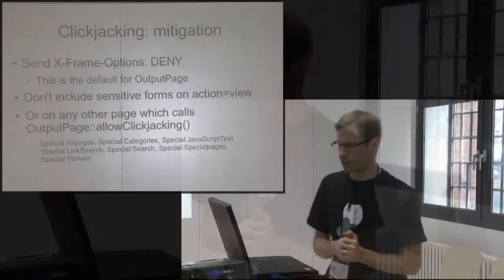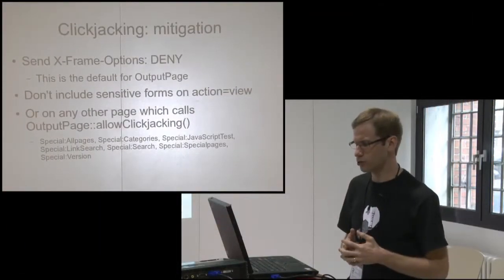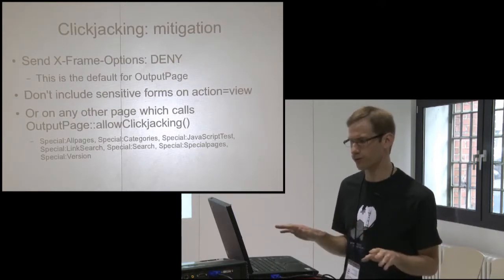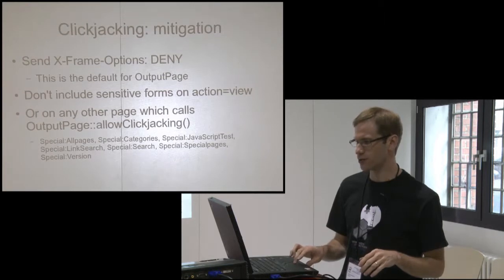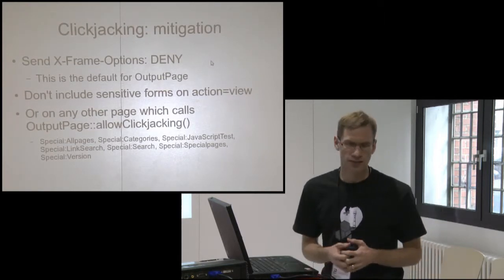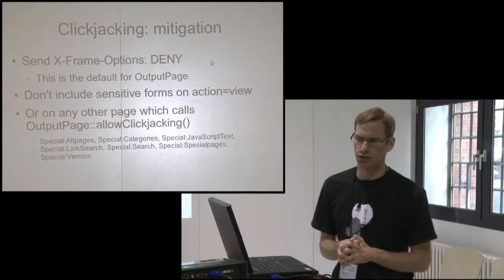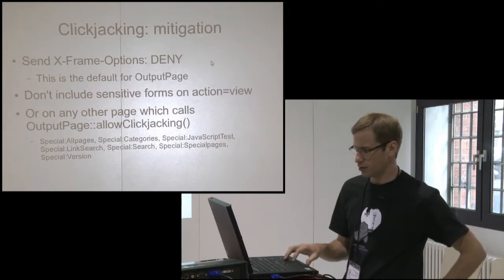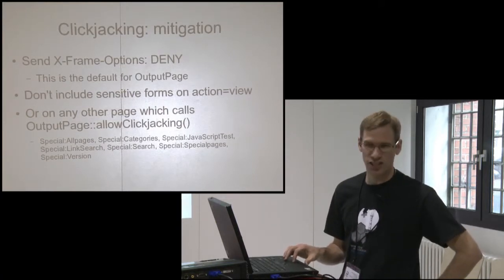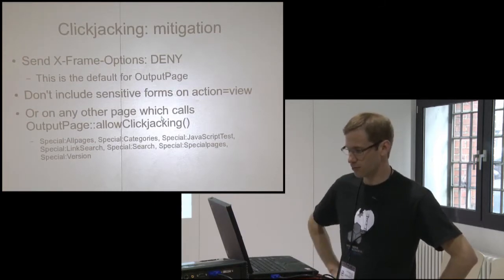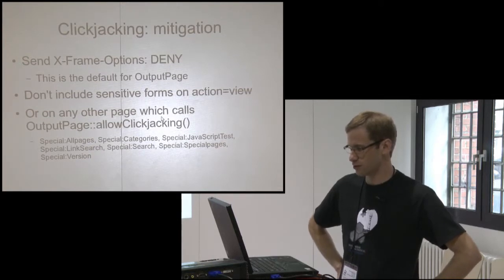The standard technique to mitigate this is to not allow framing, okay? You just deny all framing. And to do that, you have to send this special header, X-Frame-Options. And that's the default for anything using OutputPage. To allow framing, you have to call this function allowClickjacking, we figured that there'd be no mistaking what that actually does to allow framing.